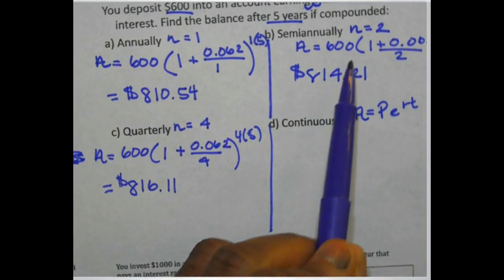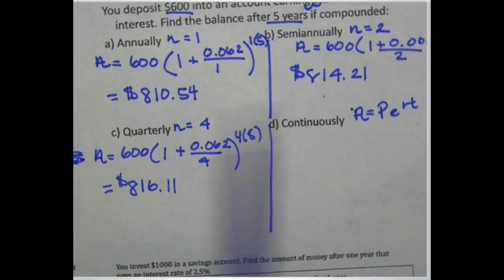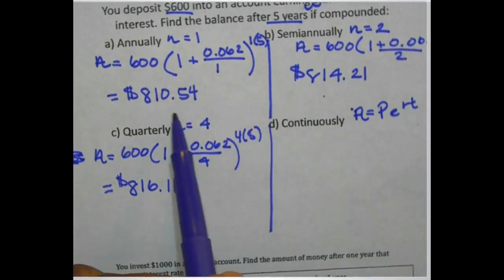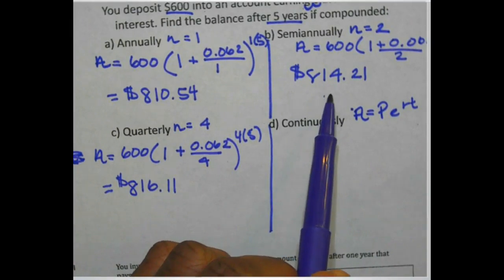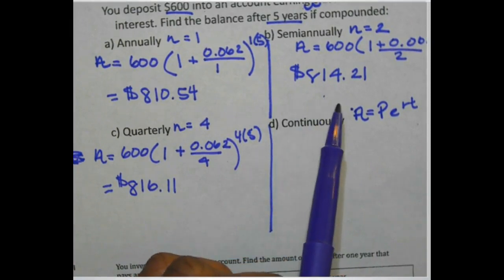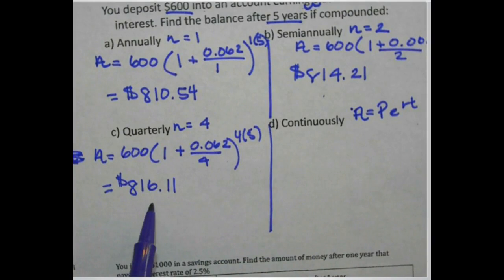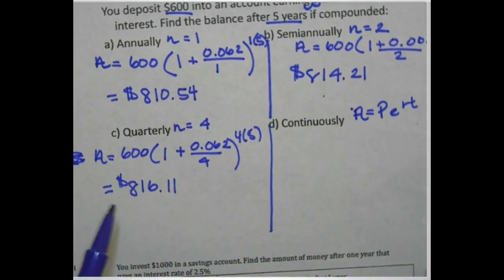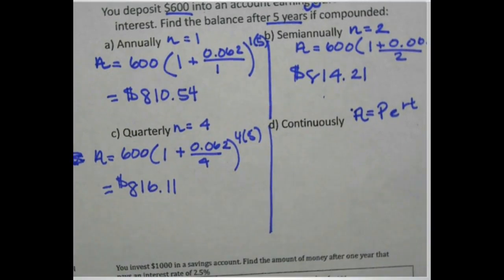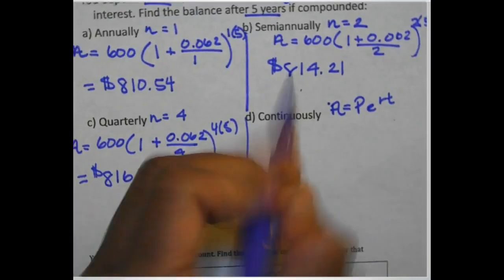And if you look at it, the number of times that we're compounding, we went from 1, so we had 810 bucks, 814 bucks, extra $4 for compounded semi-annually, and then extra $6 and some change for compounded quarterly. So you would expect that for continuously, it should go up. Probably not by a lot, but it should still go up a little bit.